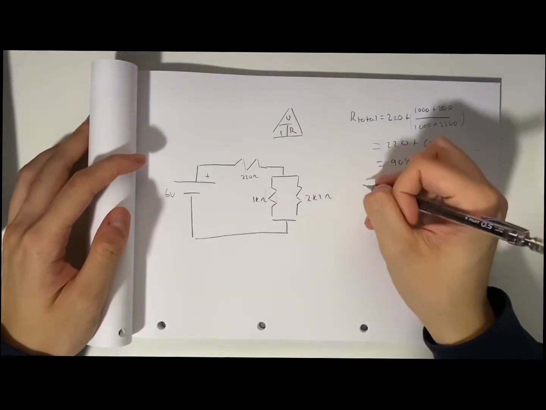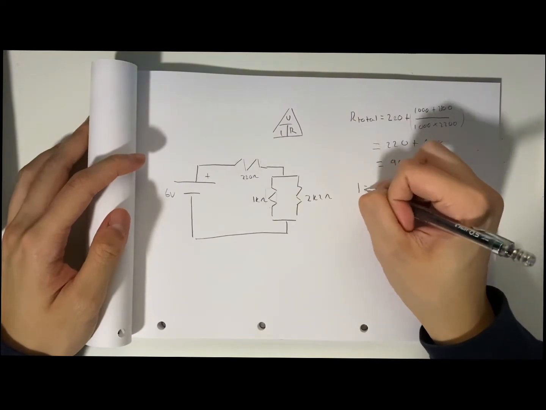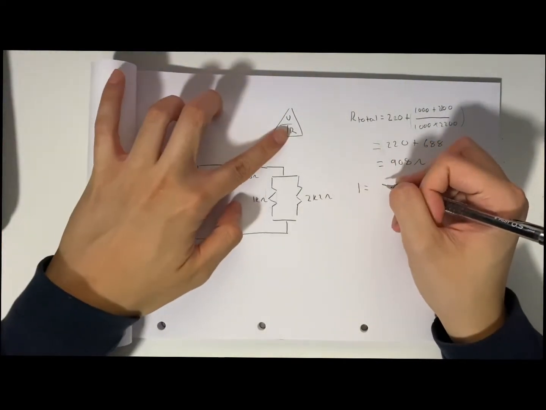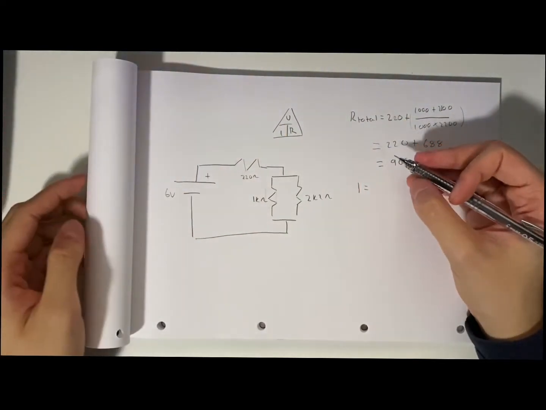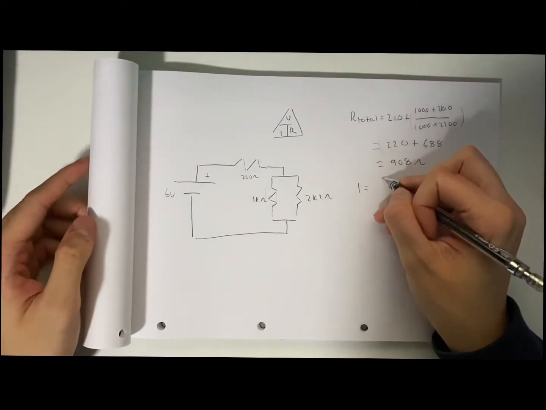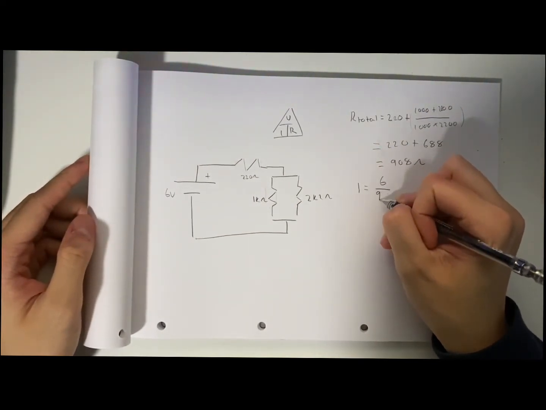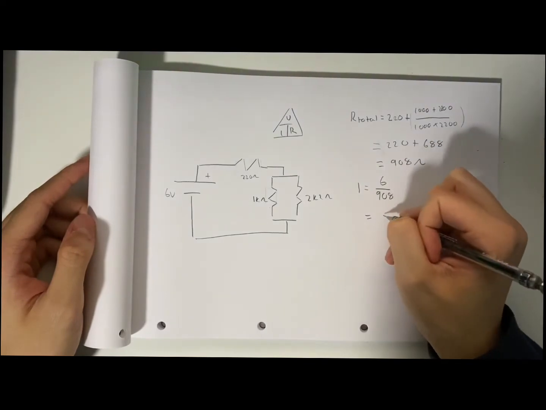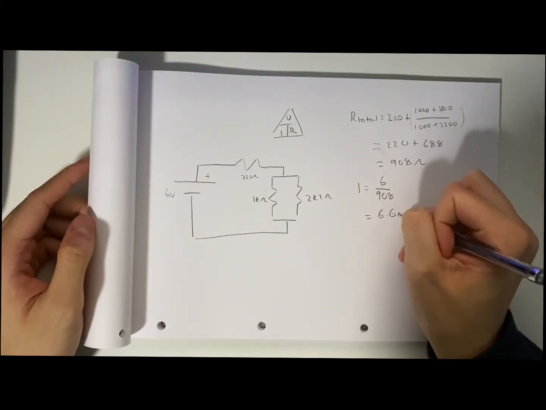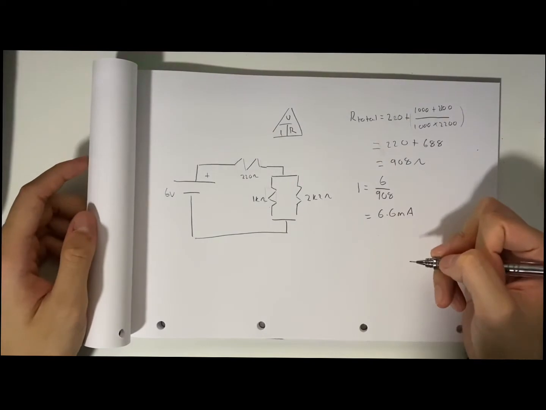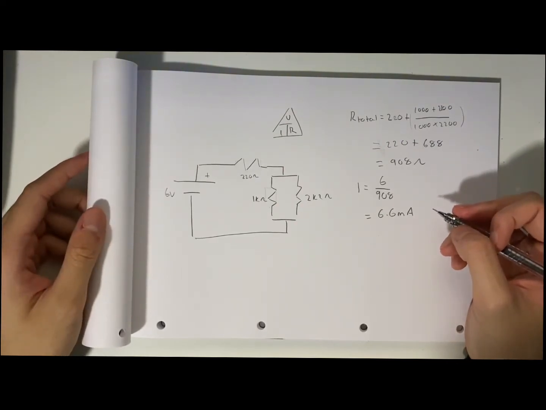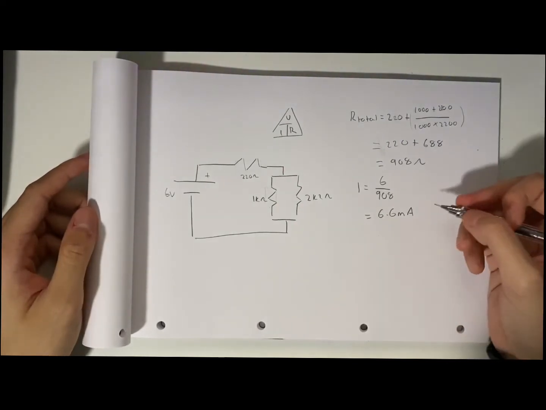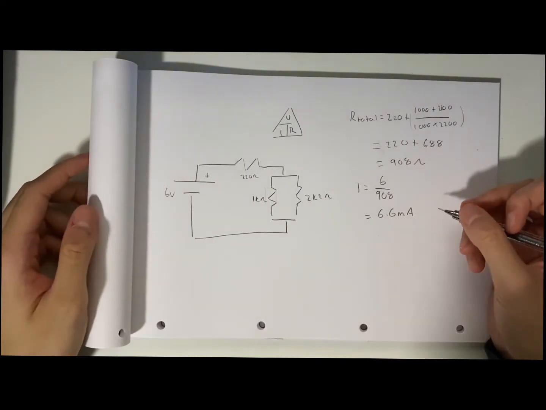Draw a triangle. So this will equal, to find current, we had voltage over resistance. Substitute our values: 6 over 908. We get 6.6 milliamps. So now we find the current supplied by our power source, in this case the battery.